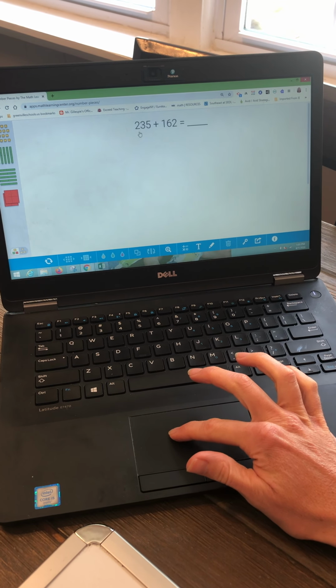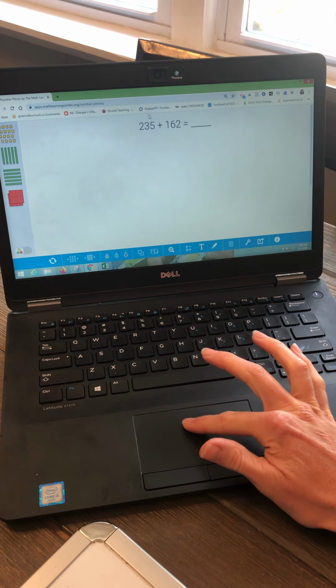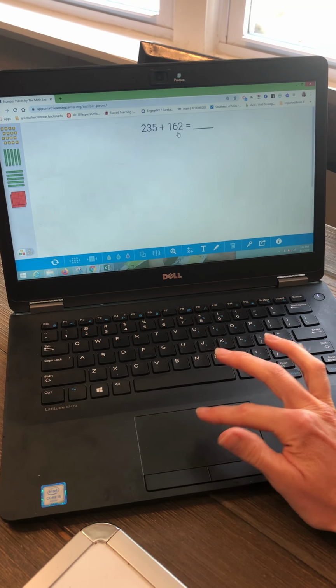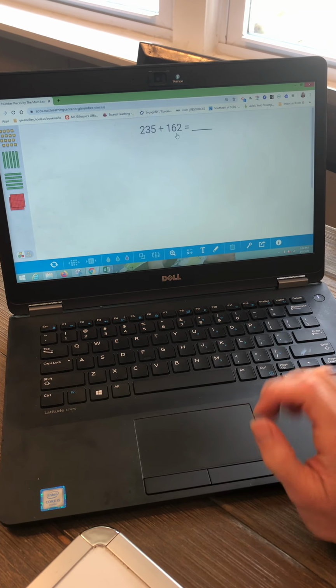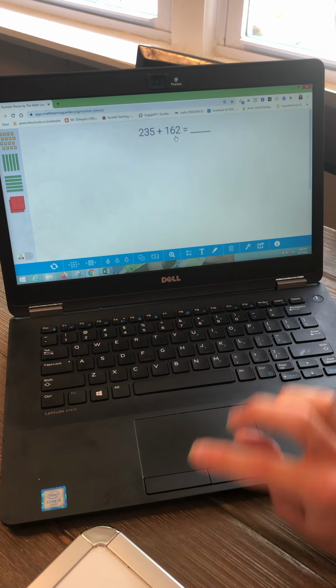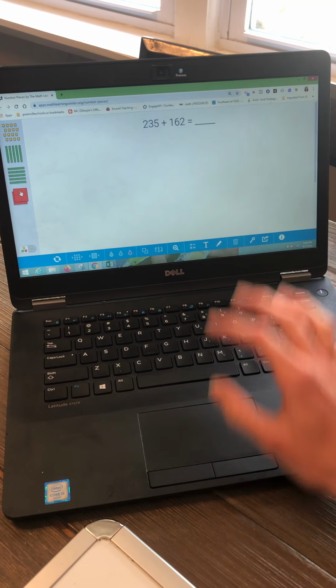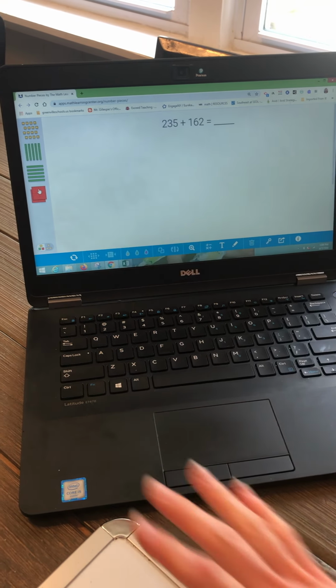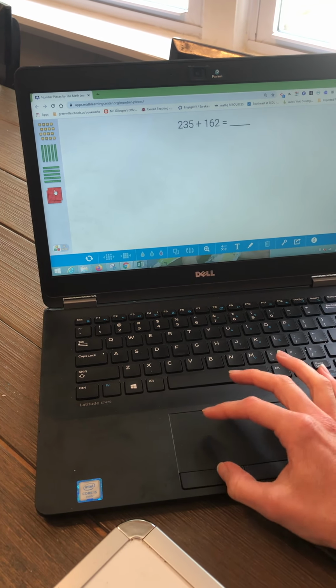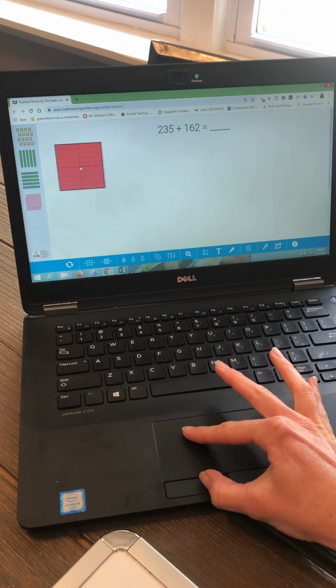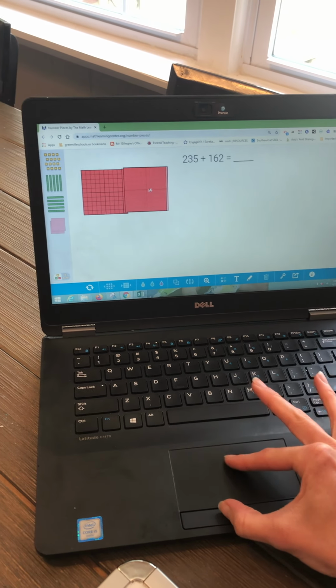So let's start with this problem. Our two add-ins are 235 and 162, and we want to find the sum. We have been using base 10 blocks already this year, so I'm going to show you how we can start with using base 10 blocks, and then we'll move to drawing it and using expanded form. So we're going to start by representing each add-in.